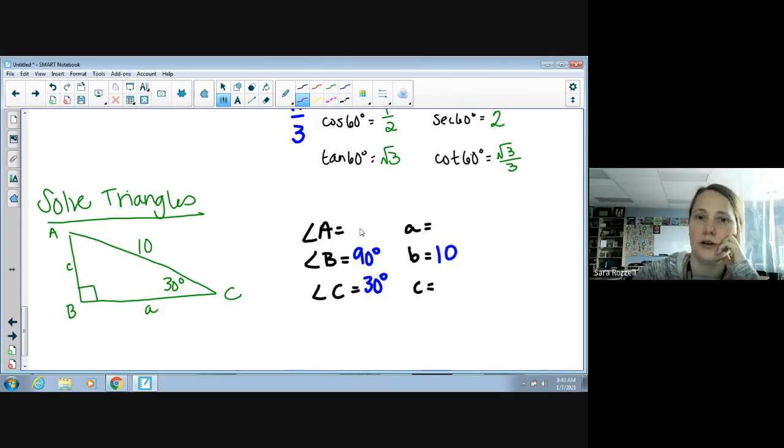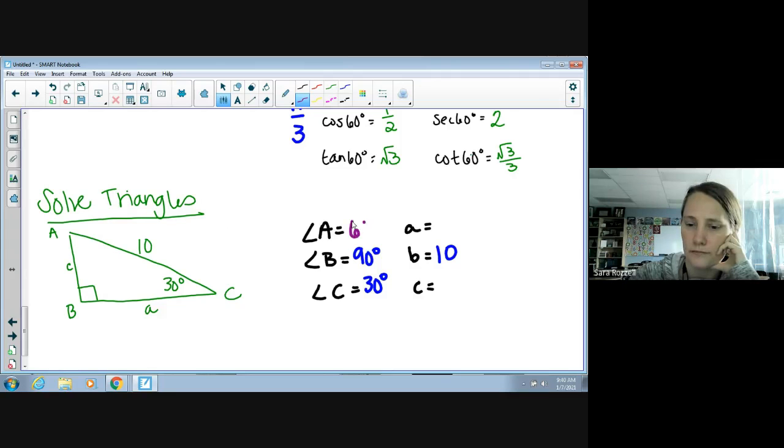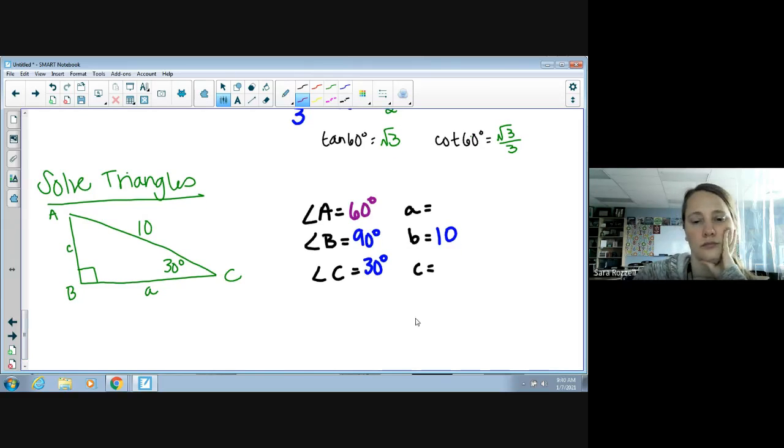I'm pretty sure we can do angle A pretty quickly. All right, we got 90, we got 30. What's angle A have to be? 60. Yep. 60 degrees. Okay, and then there's 2 different ways that we could do this. Since this is a special right triangle, 30, 60, 90, we can apply our pattern if we want, or we can use our trig ratios. I like to use the trig ratios because it makes more sense. I don't have to memorize the pattern.